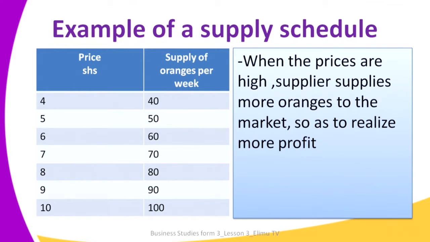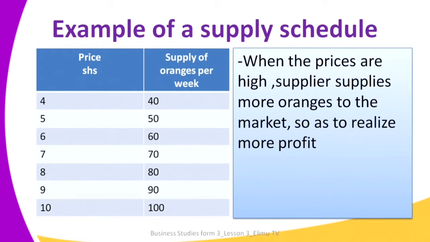And let's look at an example of a supply schedule. From the supply schedule that you can see on your screen, look at the prices. The prices are increasing downwards from 4, 5, all the way up to 10. On the other hand, let's look at the supply. In this case, we are looking at oranges. Supply of oranges into the market.